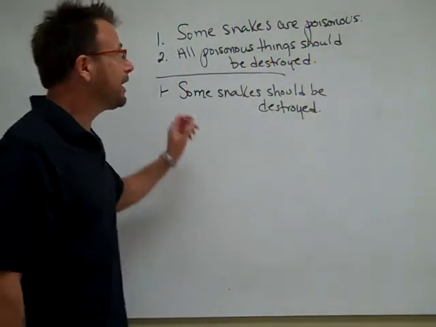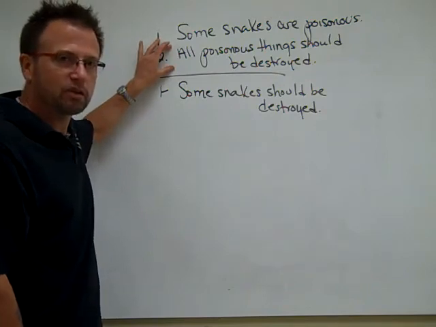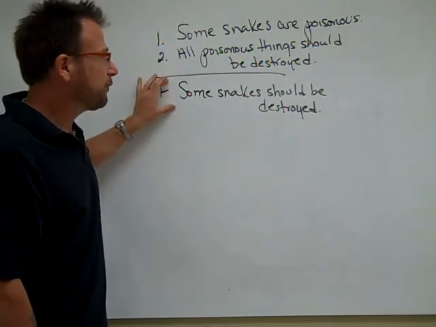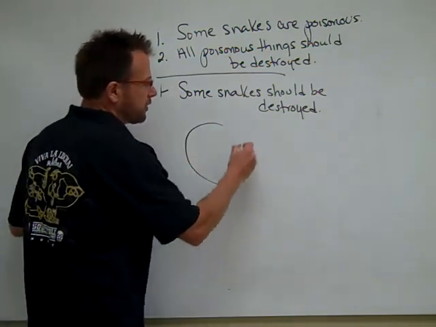Our argument this time. Some snakes are poisonous. All poisonous things should be destroyed. Therefore, some snakes should be destroyed. We draw our three circles.